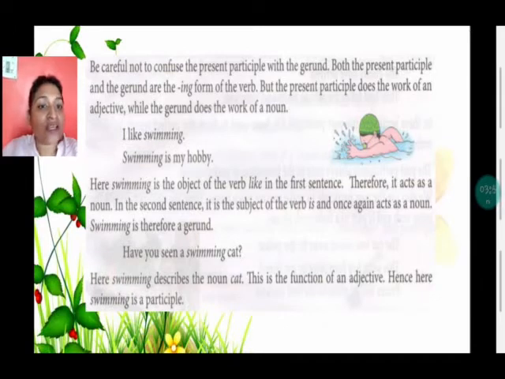Have you seen a swimming cat? Now here it is describing the cat. So swimming here is a participle. Okay children, is it clear now? When ing is there, it can also be a gerund. But gerund is mostly a noun, whereas participle is an adjective.